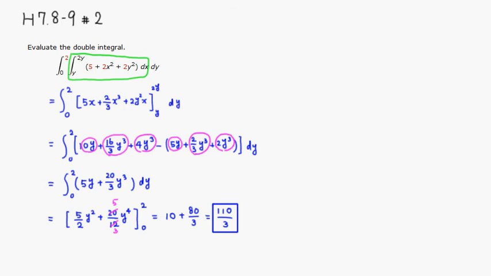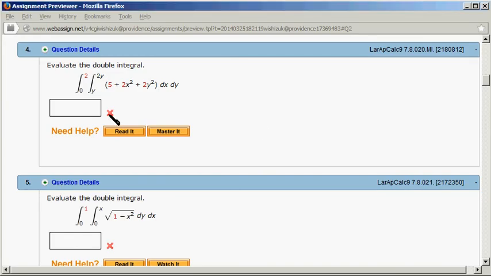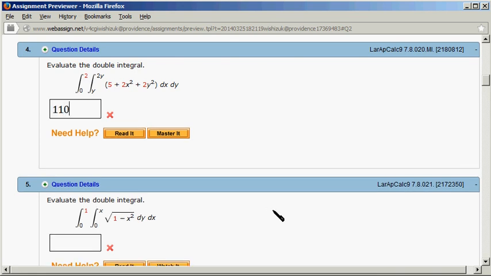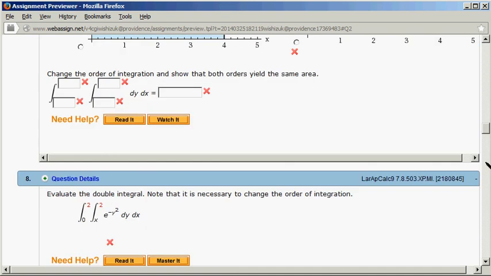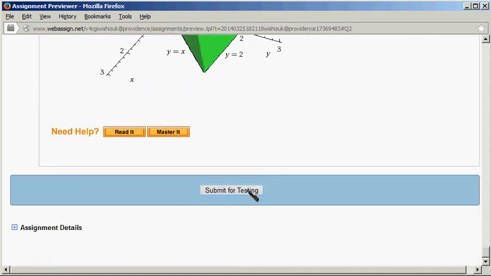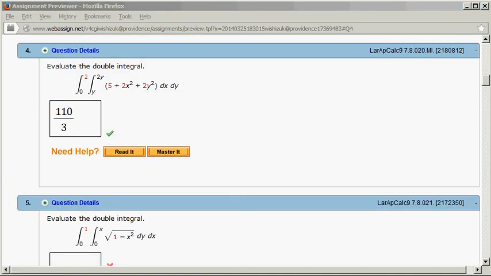Let's check. The value we got was 110 over 3. So let's submit for testing. It came back and looks like we got this one correctly. That's it. I hope that this was clear.